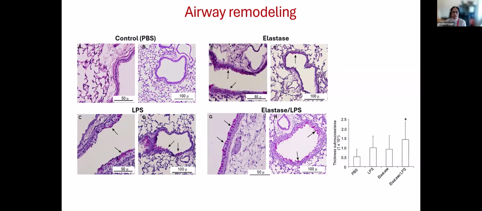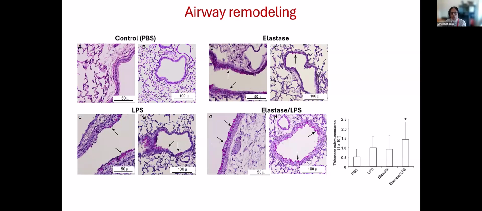So as you can see here, the control mice that are treated with PBS do not show any goblet cells either in the large airway or the small airways. But the other three groups actually show goblet cells in both large airways and small airways, which are represented by arrows. One thing to notice here is that elastase LPS treated mice show a lot more goblet cells in both large airway and small airway. Another important feature that we observed was epithelial hyperplasia in the small airways and also thickening of the airway wall.